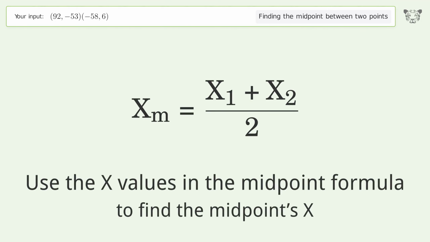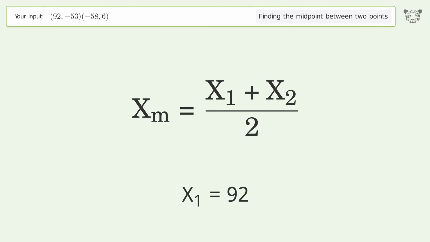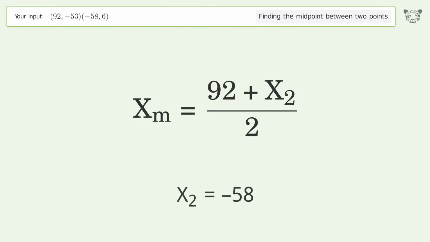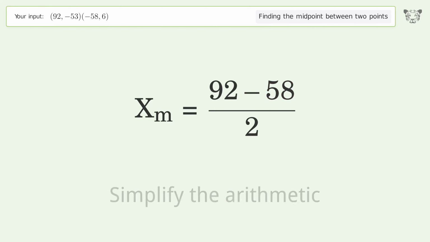Use the x values in the midpoint formula to find the midpoint's x. x1 equals 92. x2 equals negative 58. Simplify the arithmetic.